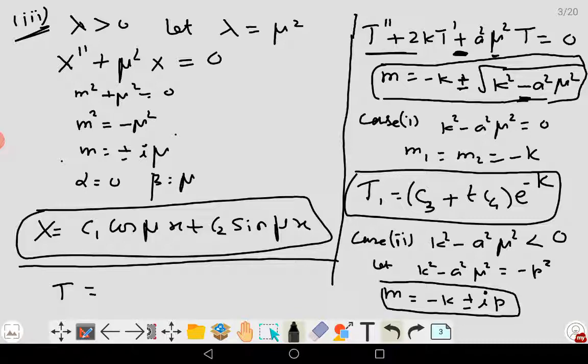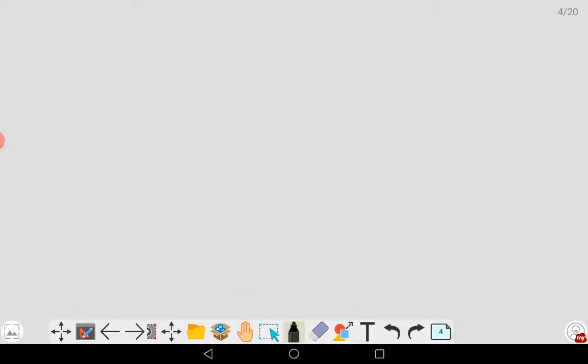The answer, I am writing this answer for t, this is t2: e power minus k t, where alpha is k, times c5 cosine pt plus c6 sin pt. This is the second case solution for t.